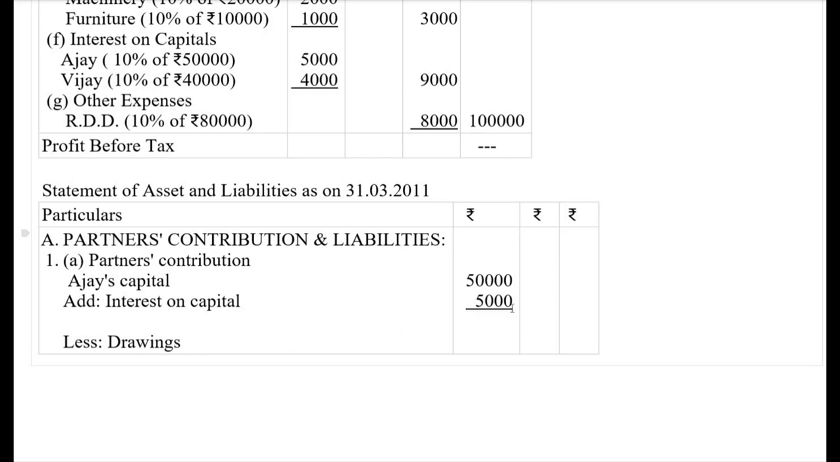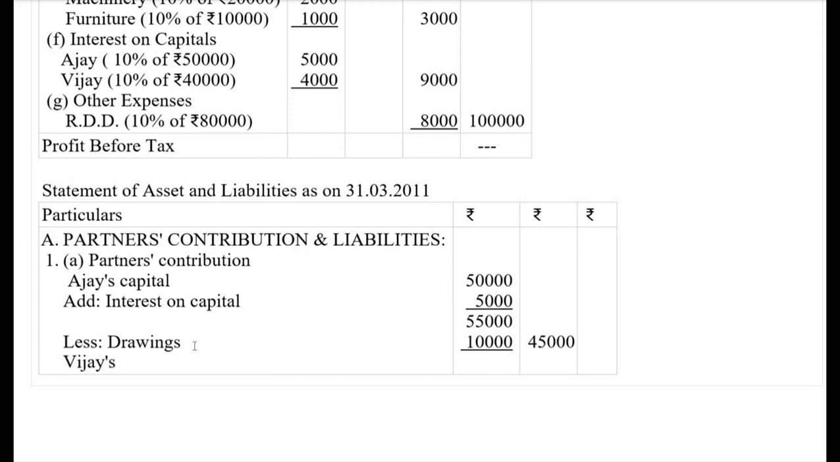So the sum of this will be 55,000, when the amount of the drawings made by him is rupees 10,000, which is subtracted. So the difference here will be 45,000, which shall be taken to the outer column. 45,000.